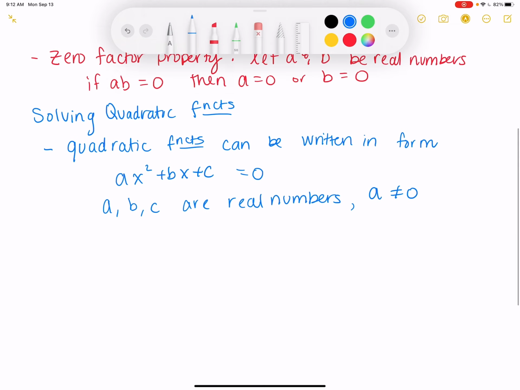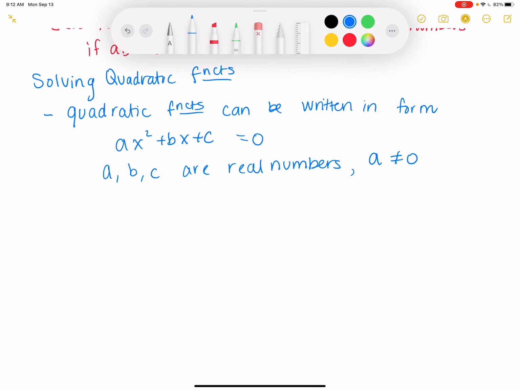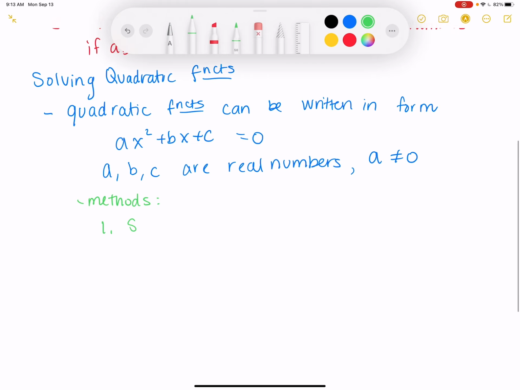So there's a few different methods that we can use to do this. One is solving by extracting square roots. Two is by completing the square.